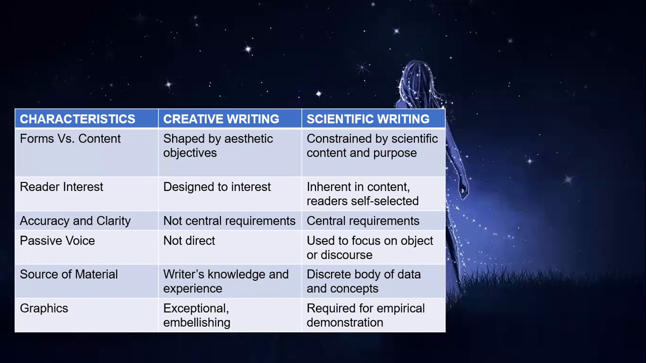Unlike creative writing, scientific writing is constrained by scientific content and purpose. Usually the scientific purpose is to share what you have observed and come up with a reliable conclusion by making sure that you have gone through the scientific process. And what else? To communicate what's important to discover or to learn about science, in any field.